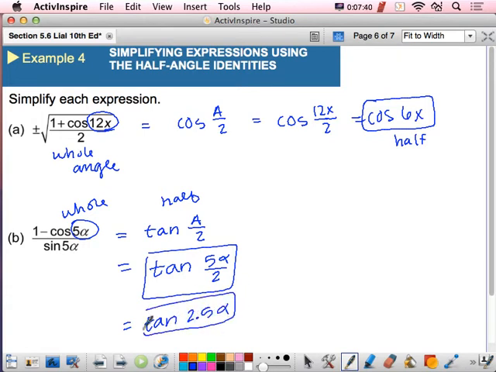Let's see if that makes sense. We take tangent of 5 alpha over 2, and it has to equal 1 minus cosine of 5 alpha over sine of 5 alpha. That's our formula basically. So is that true? Are those two things equal? We just pretend the alpha is like a capital A, right? And then they make sense? Yeah?